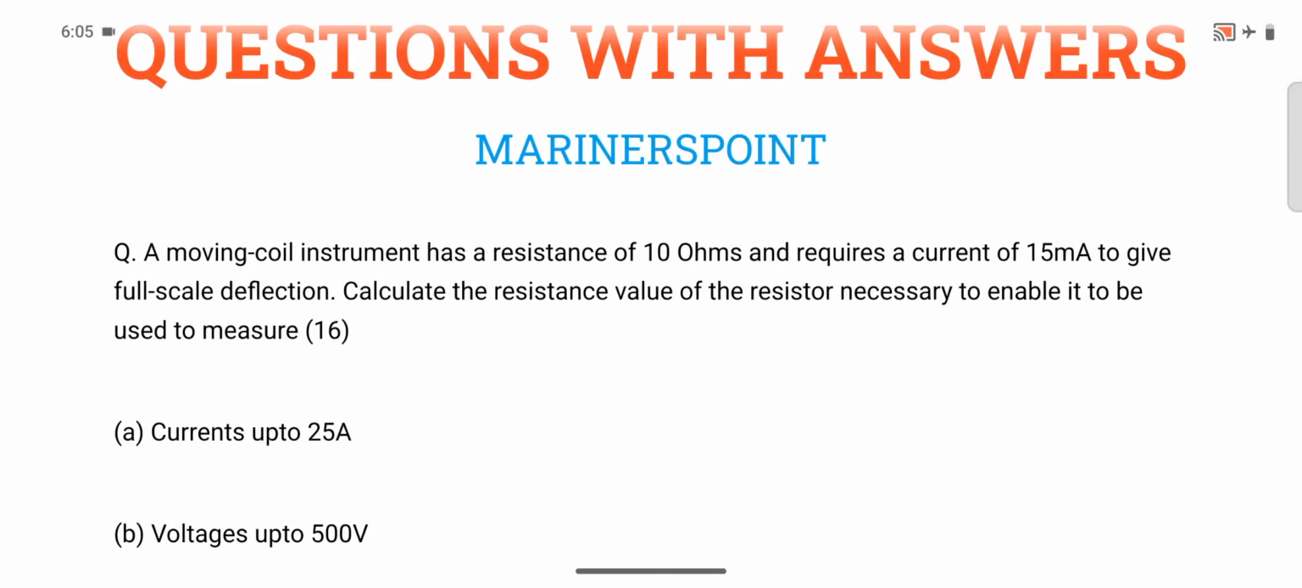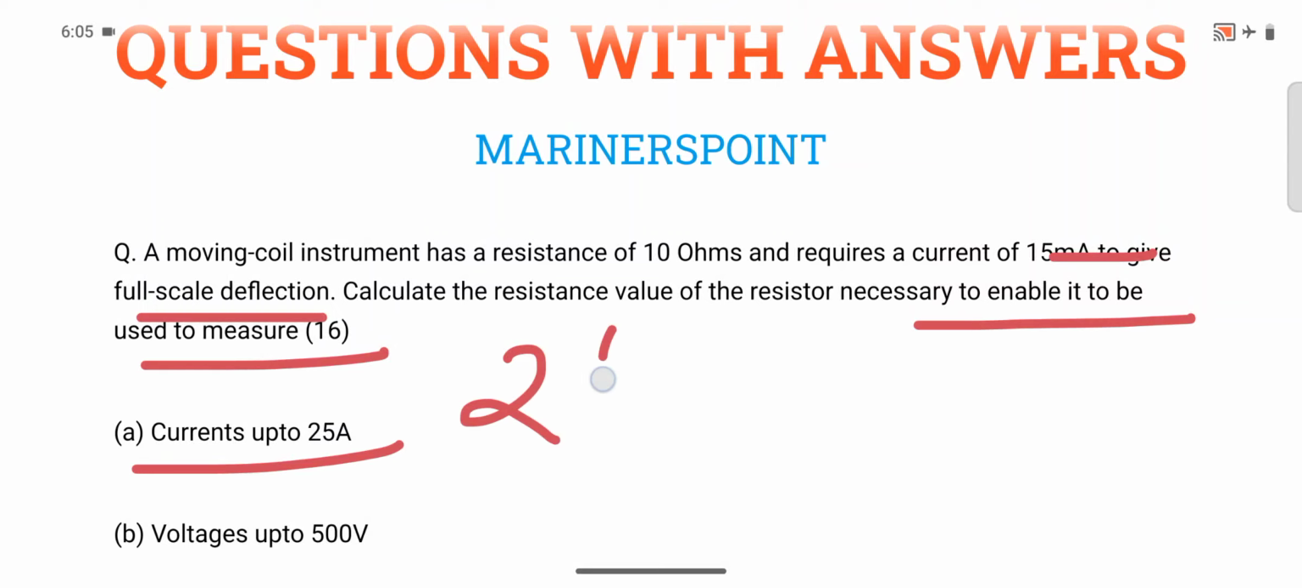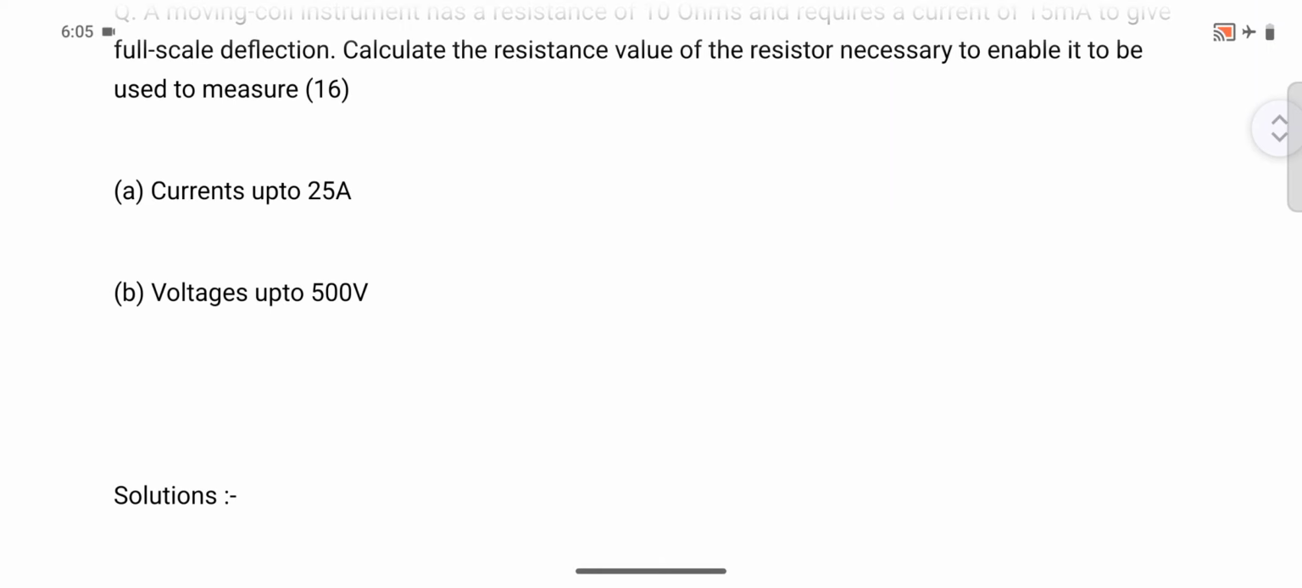A moving coil instrument has a resistance of 10 ohms and requires a current of 15 microampere to give full scale deflection. Calculate the resistance value of the resistor necessary to enable it to be used to measure current up to 25 ampere, voltage up to 500 volt.